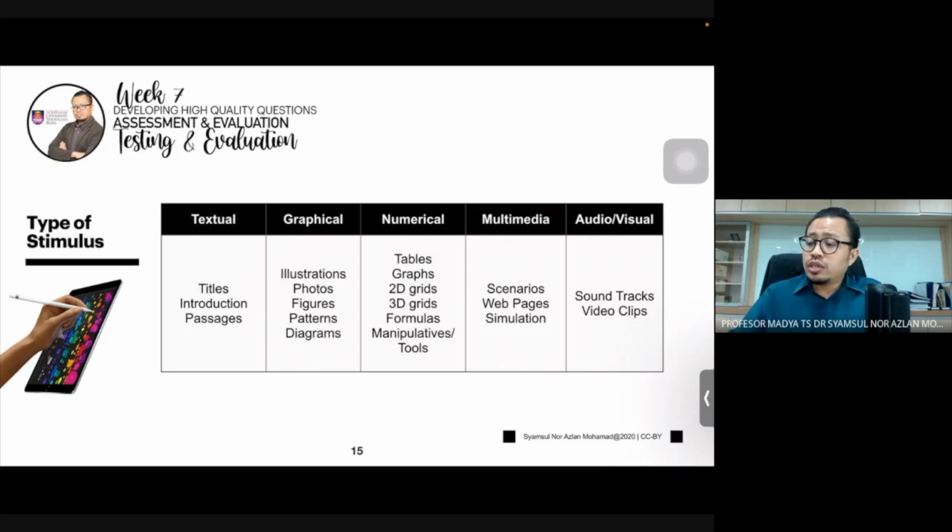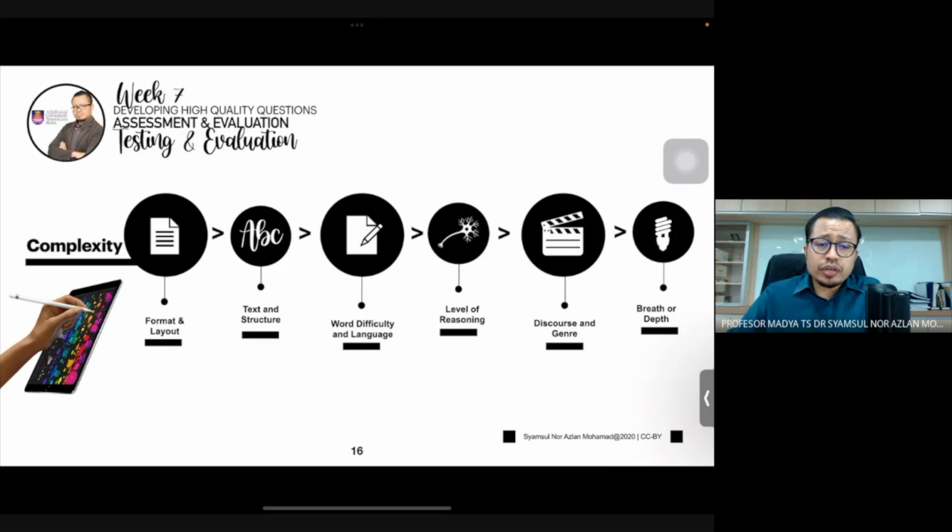And we can use the advantage of these stimuli together with the question that we want to ask the students. All right. So somehow or other, when we are designing the questions, we need to ensure that the complexity can be seen from the format and layout. The complexity also concerns the text and structure, the word difficulty, the levels of reasoning, depending on the genre and the discourse. How do you design the questions? What are the moods of the question, and how does the question indirectly give a certain emotion to the students, and how does it affect the test taker? And also, are you assessing their breadth or depth of knowledge?